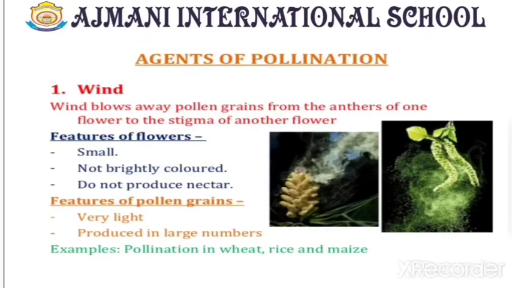Now, the agents which perform this pollination. As you know, the agents are different organisms or elements which help us to do this natural phenomenon. The wind is one of them. Wind blows away the pollen grains from the anther of one flower to the stigma of another flower. These flowers are small, they are not bright in color, and they do not produce nectar. This pollination happens in wheat, rice and maize by wind.